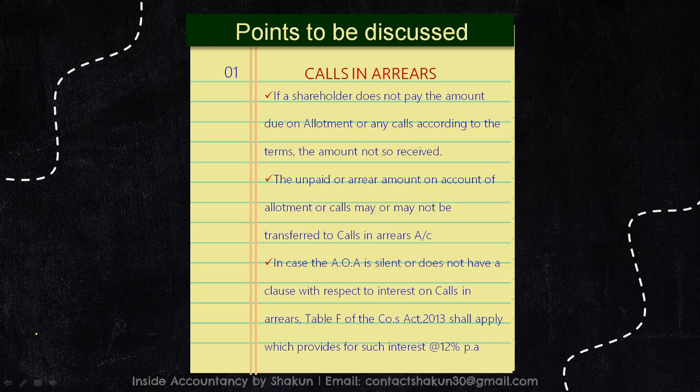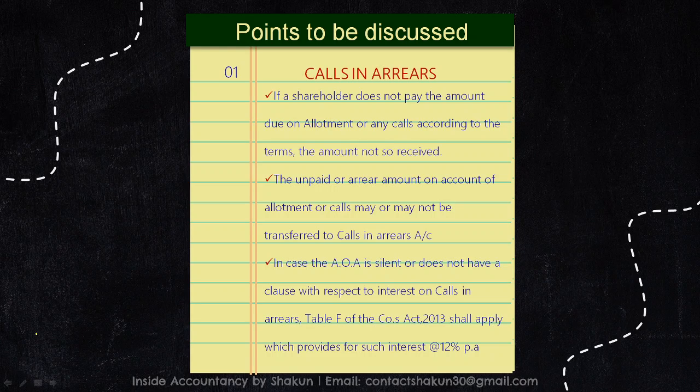Now, this unpaid or arrear amount on account of allotment or call may or may not be transferred to a calls in arrears account. This means that whenever we are not receiving a certain amount on account of calls or allotment, we may create a new account, calls in arrears account, or we may not do that and we may pass the entries directly. I'll explain it in the accounting treatment also.